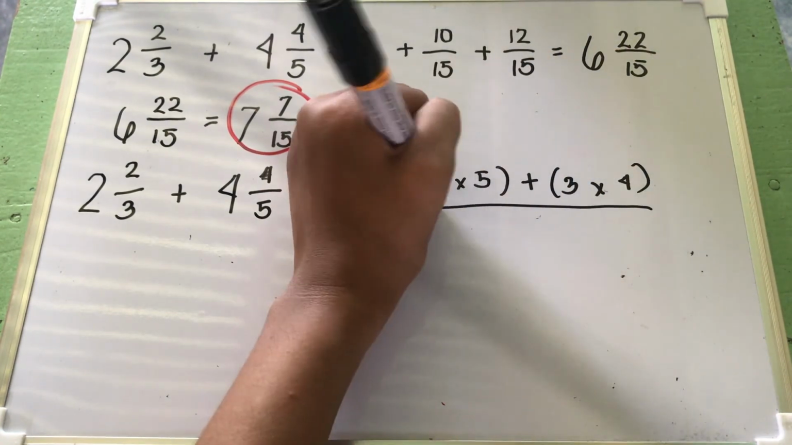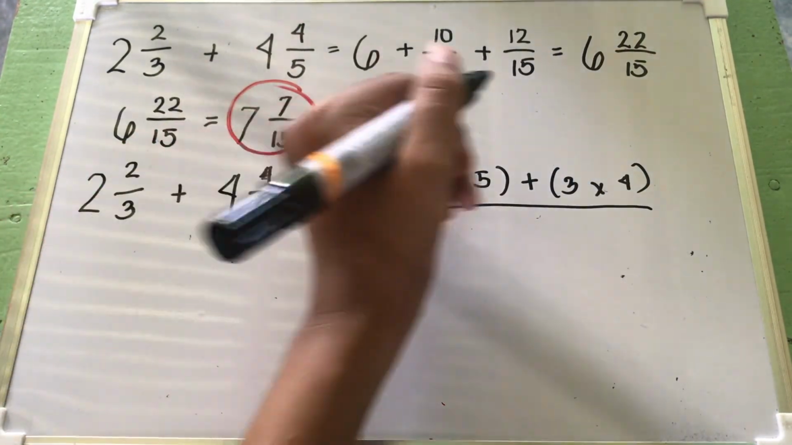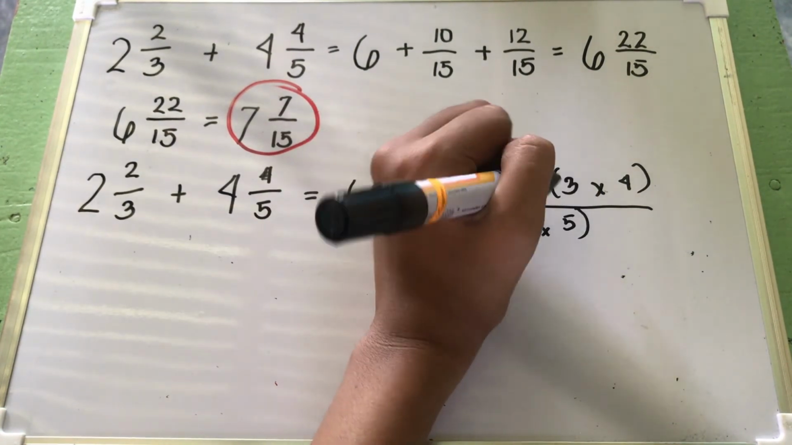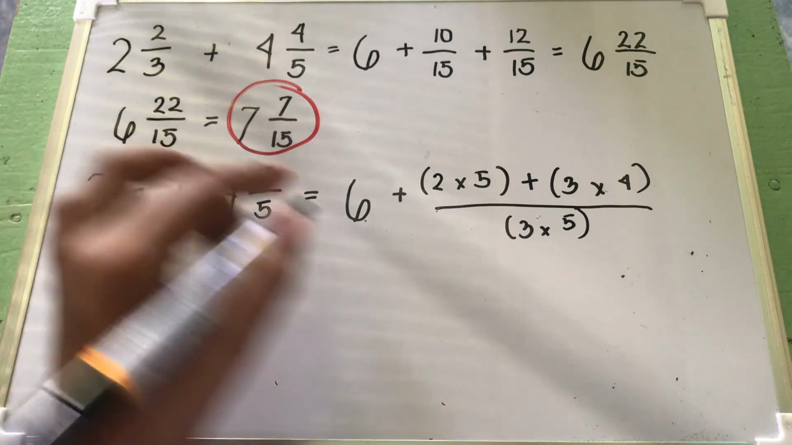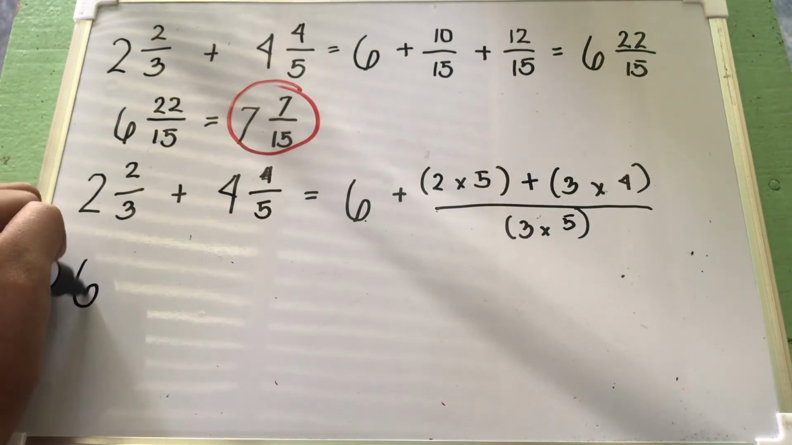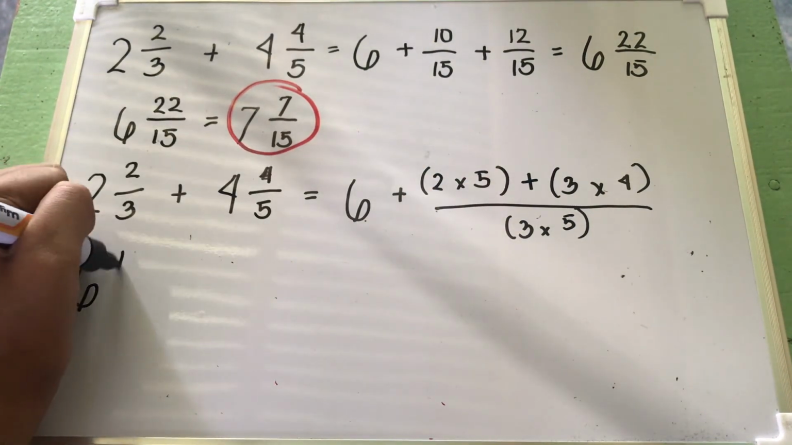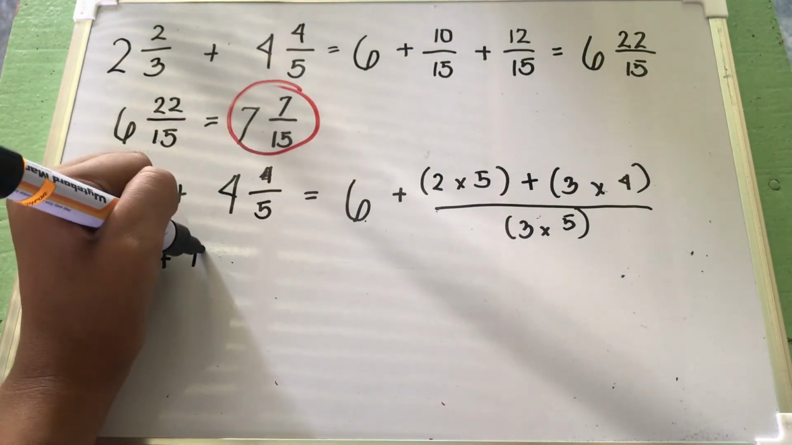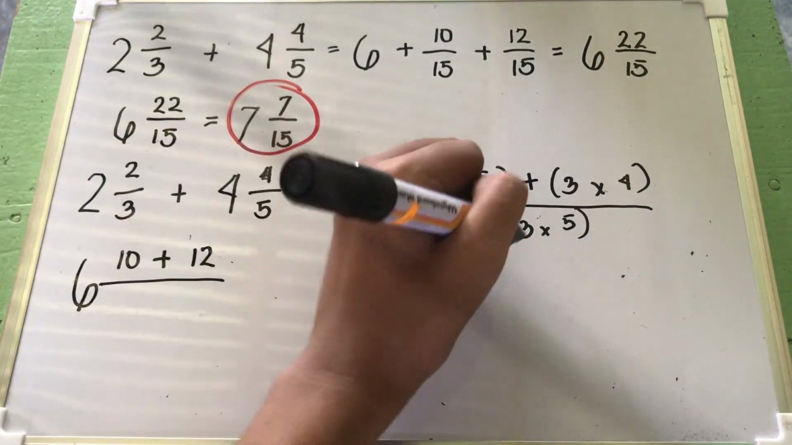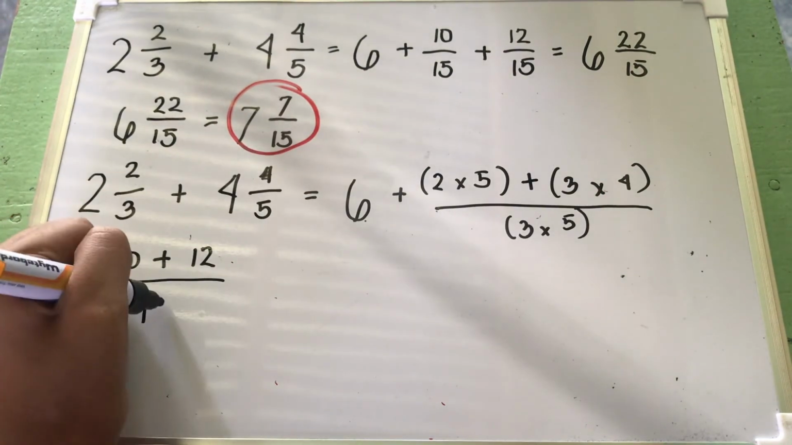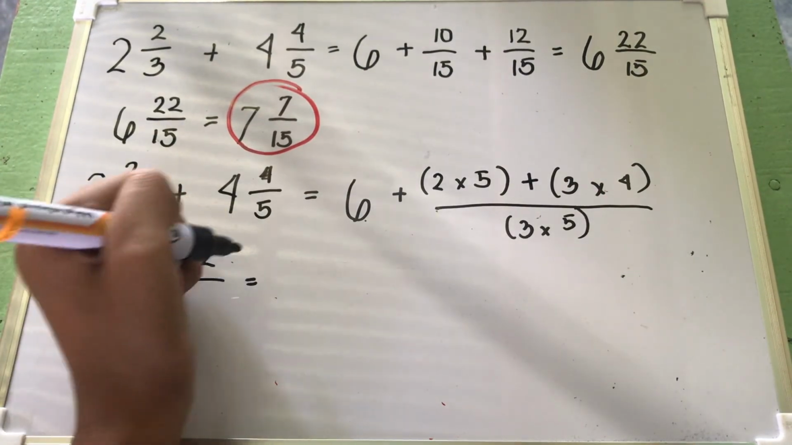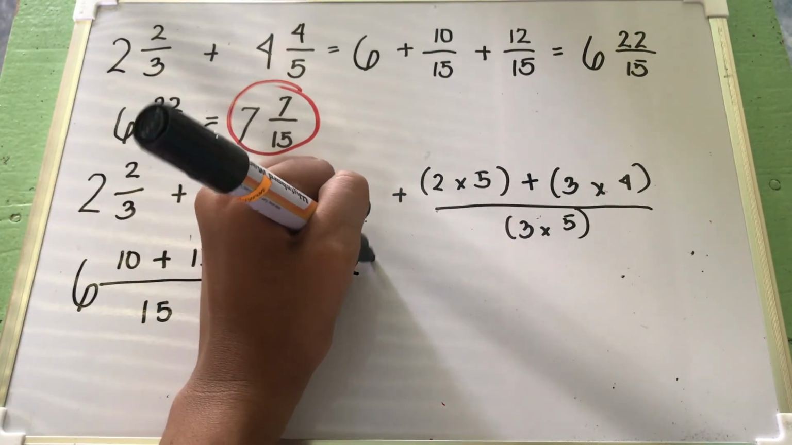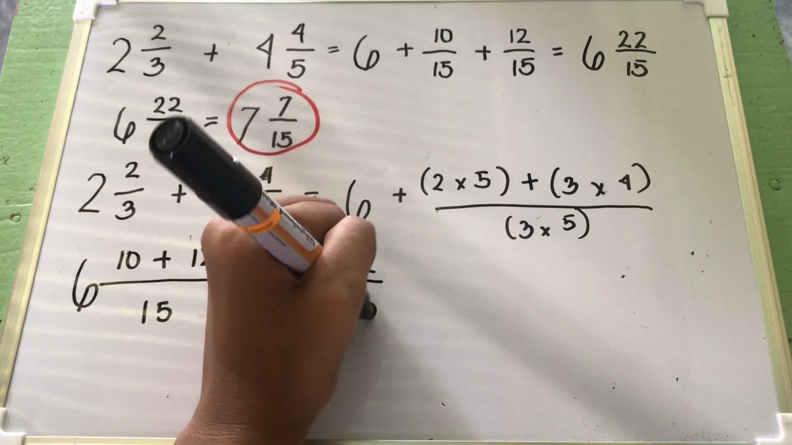And then multiply the denominators. 3 times 5. So it will be 6. 2 times 5 equals 10 plus 3 times 4 equals 12 over 3 times 5 equals 15. So copy whole number 6. 10 plus 12 equals 22 over 15.